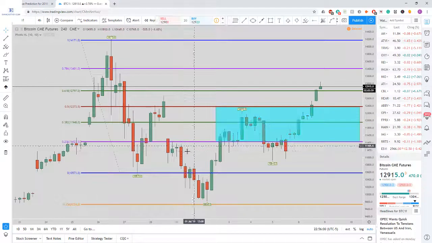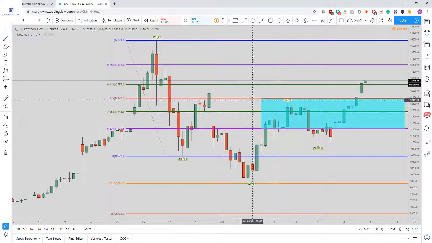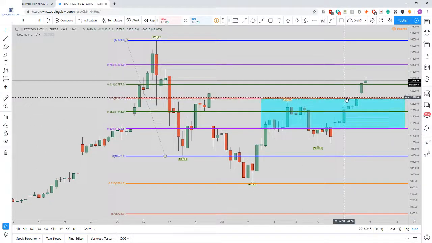So starting out with the 4-hour chart, when I did the post earlier today, the price of Bitcoin was right around here, the low 12,000. Since then it's gone up, currently $12,915. The target we're looking for is a 50% Fibonacci retracement level for this move to be complete, and so it has been complete.